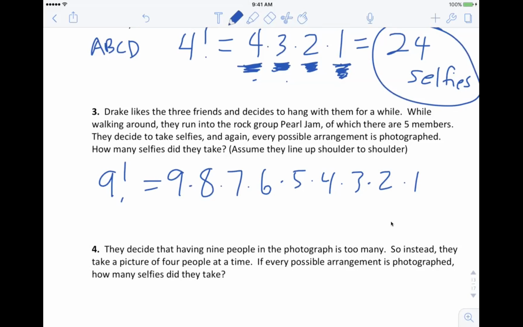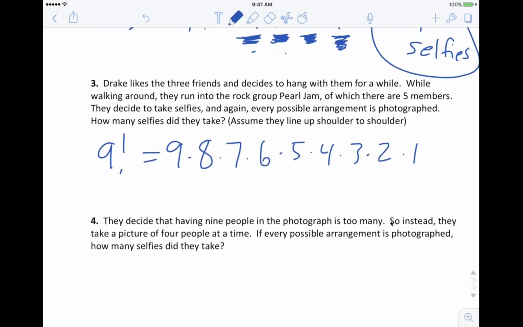So factorials for a TI-30 calculator. Boom, we'll get something. Okay, so anyway, if I did this calculation, I could just do it that way or find my factorial button, however you want to do it, but you should end up with 34,650 selfies. Okay, that's a lot. That's not even true.